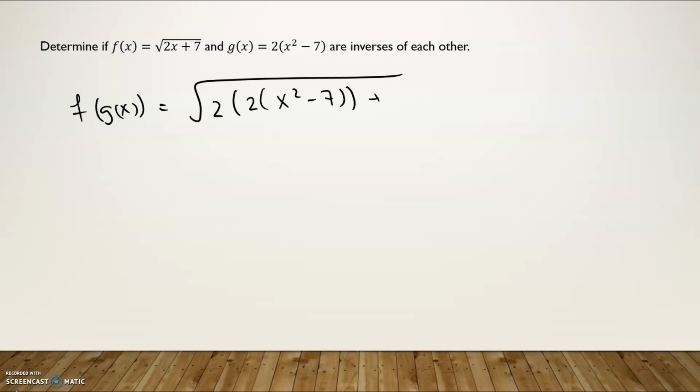Alright, this is section 3.7, part 2. Okay, we're trying to check if these two functions are inverses of each other.